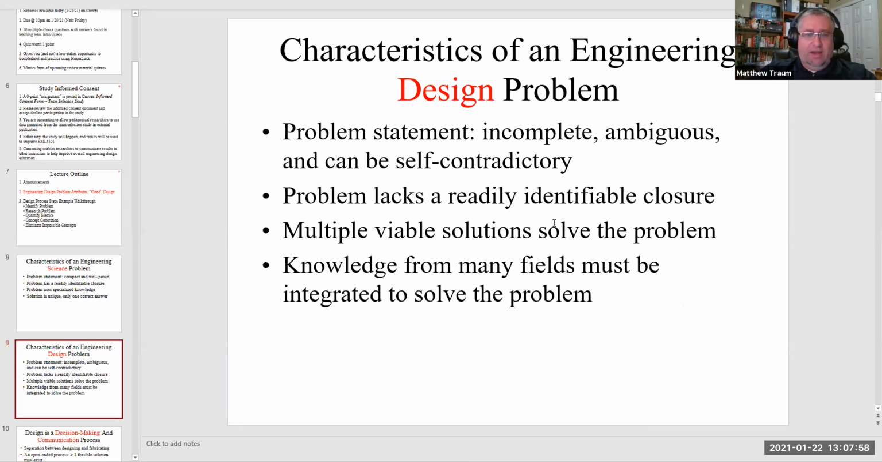So you never know, right, when you've solved an engineering design problem, if you've got the best solution or if just around the corner there's another better solution that you didn't pursue.